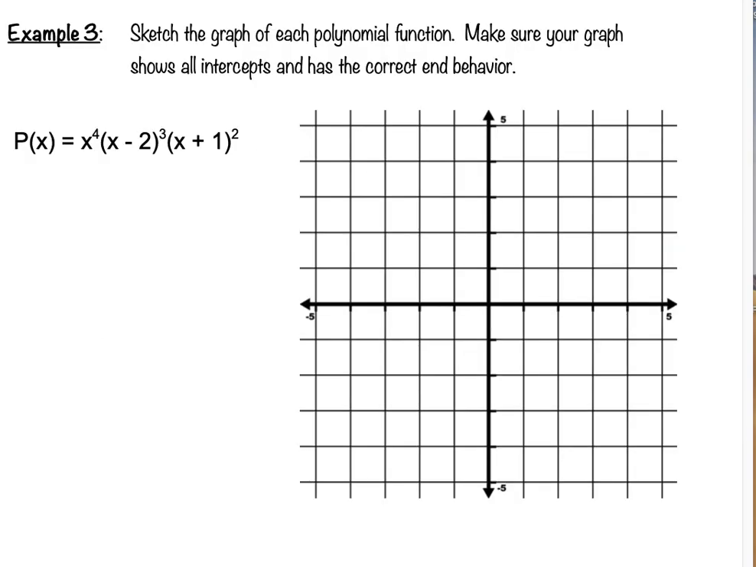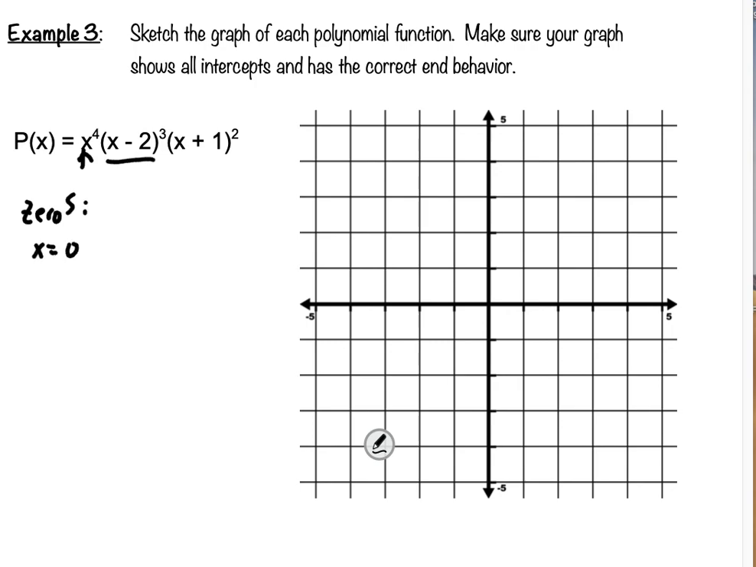So we are going to sketch the graph of this polynomial function here, and then we're going to show the x-intercepts, all the intercepts, and the correct end behavior, as well as it looks like we're supposed to do the y-intercept as well. So let's go ahead and graph this one out. Let's find our zeros. So how do we get 0 there? Whenever you have just a plain polynomial up there, with nothing being added or subtracted, that's going to be equal to 0. So the zero there would be x equals 0.